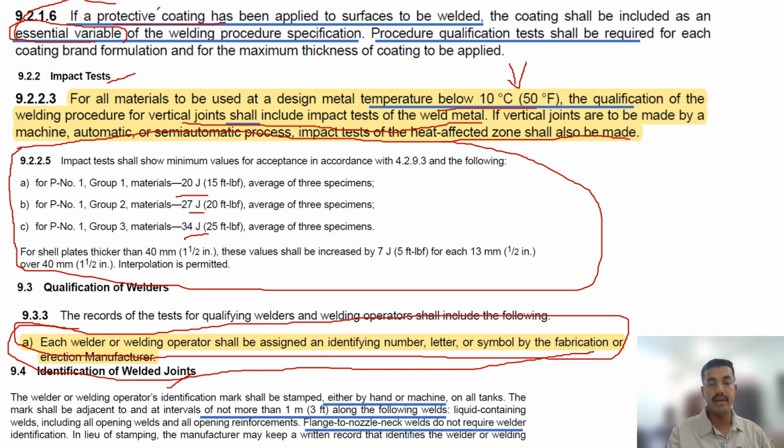Identification of weld joint. How is the weld joint identification done? Not more than 1 meter along the welds. Okay, every 1 meter distance they have to put a symbol. Okay, who did the welding? It is either by hand or by machine.